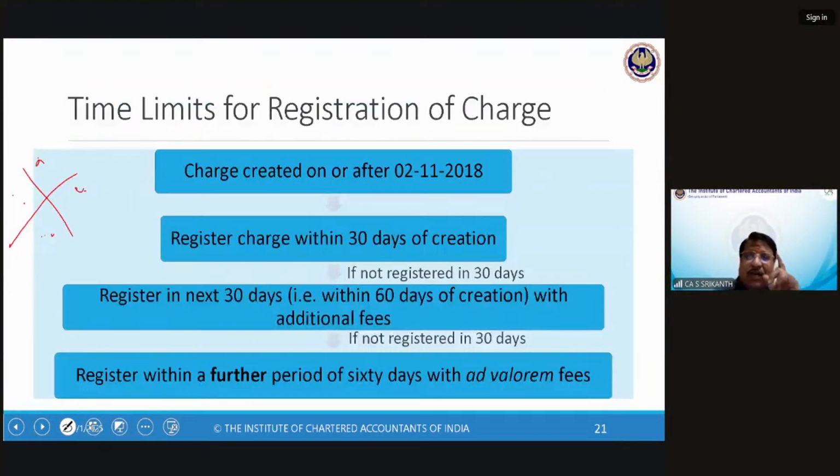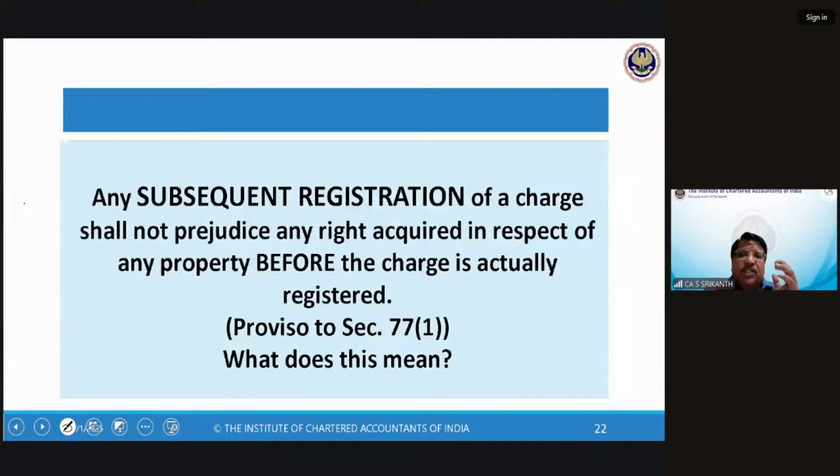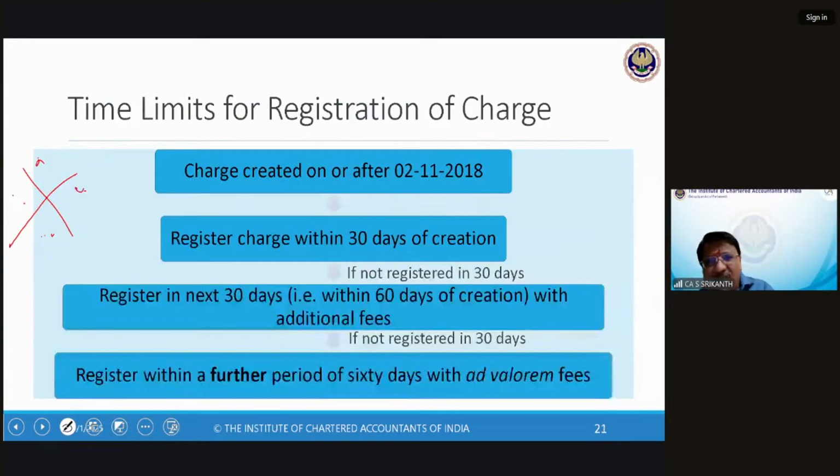Okay, now comes the real crux. If you have read the institute material, which I'm sure some of you have, or even the BARE Act, you will find this statement in it. This is the proviso to section 77(1). See, a proviso is a condition. They are giving you the opportunity to file belatedly. They're saying, if you did not file it within 30 days, go ahead and file it within another 30 days, or within the next 60 days with ad valorem fees.